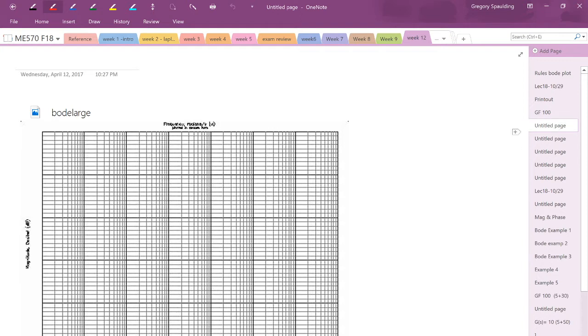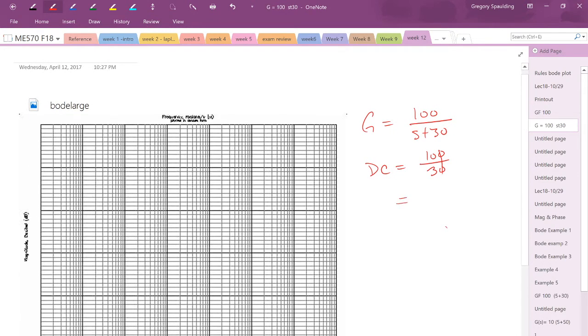I lost my page where I was on, so let's do this again. G is equal to 100 over S plus 30. And so to calculate the DC gain of that, we're just simply taking S equal to 0, and we end up with 100 over 30. So that'd be 10 over 3, and that ends up being equal to 3.33.